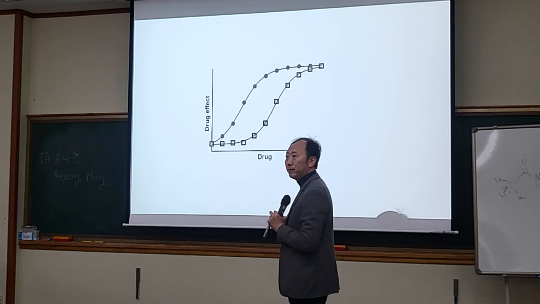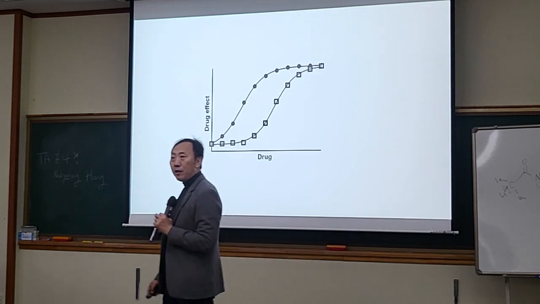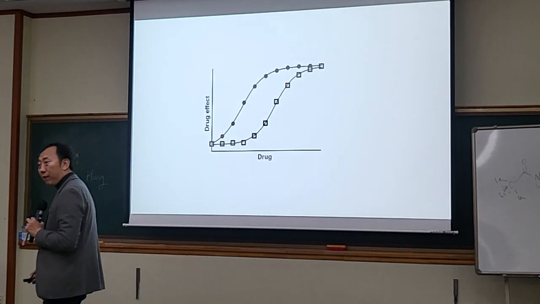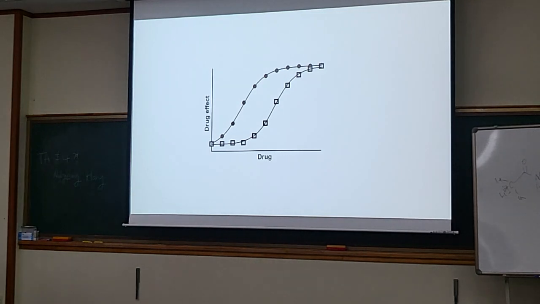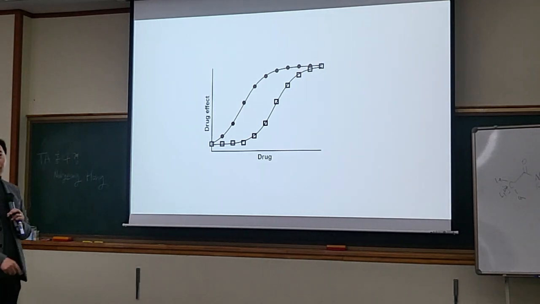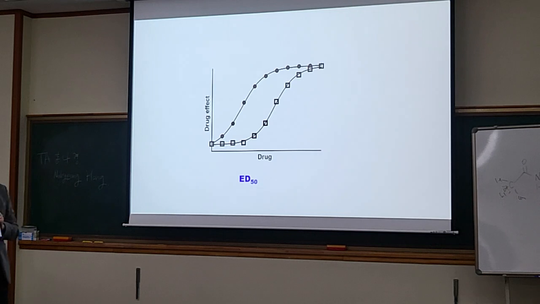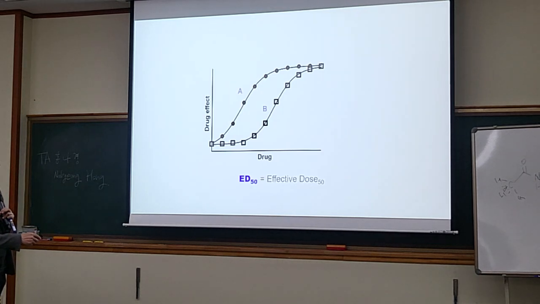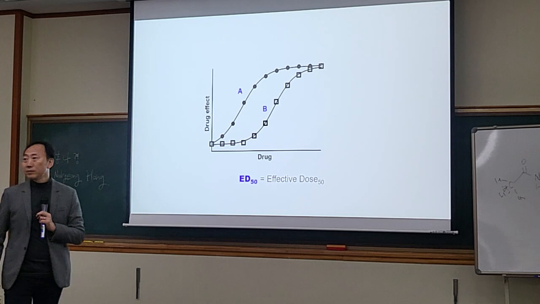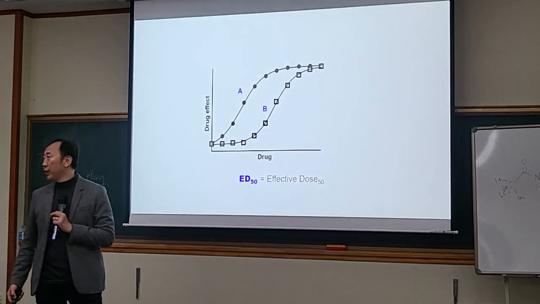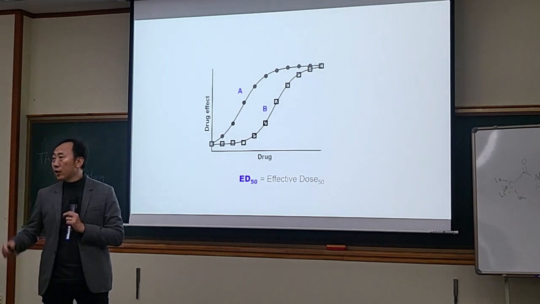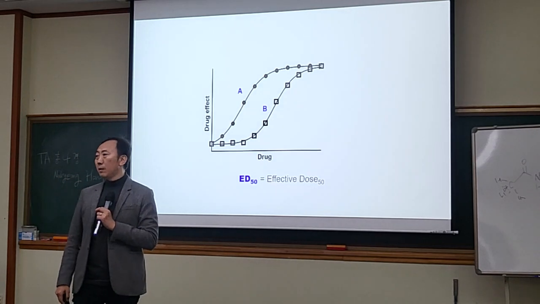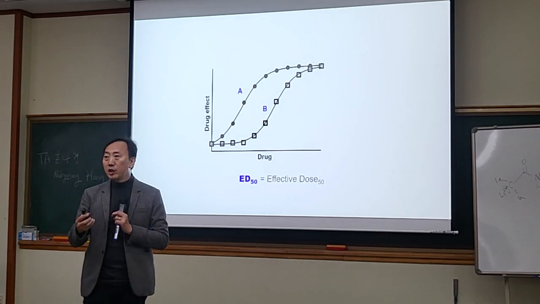If you have these two drugs, A and B, this is comparing potency or efficacy. This is the potency. Same maximum effect, but this one tells the amount required is different, right? So if you have two materials here, A and B, which drug is a better drug? A, because you can use a smaller amount. Potency defines the amount you need.